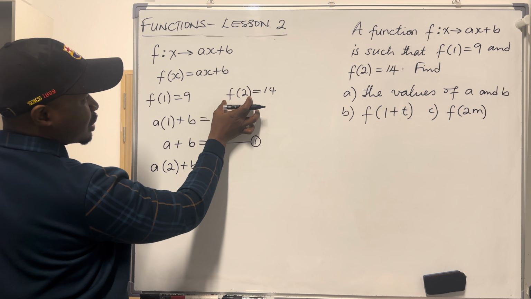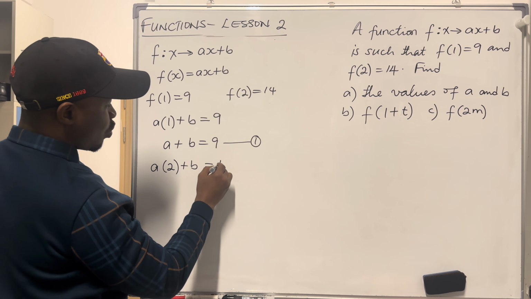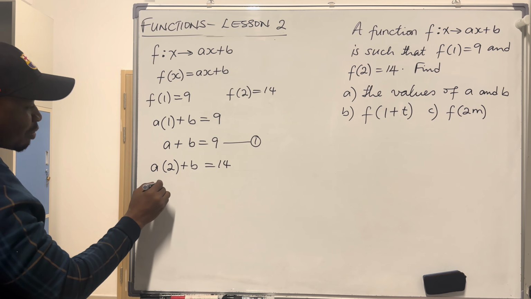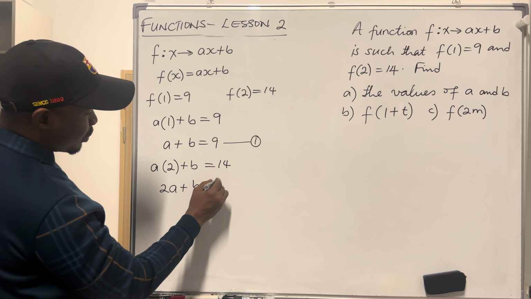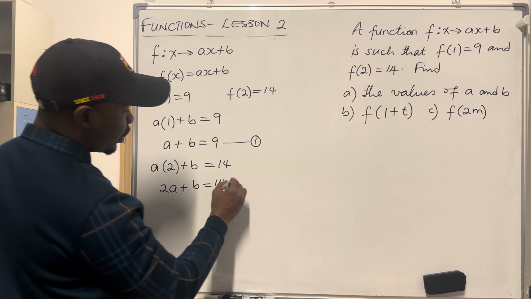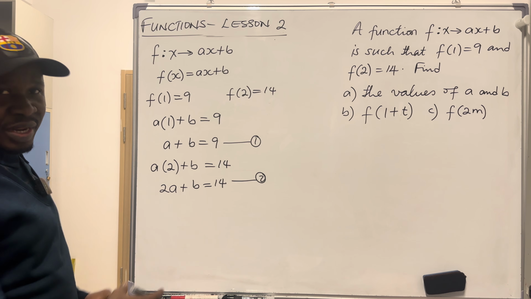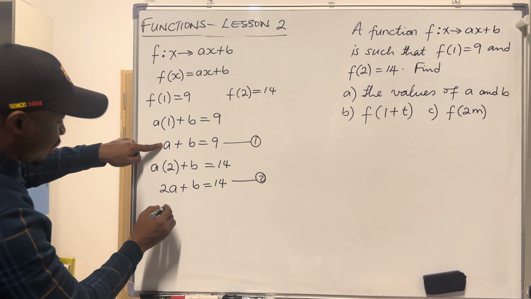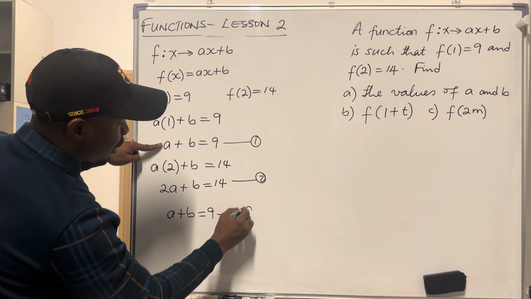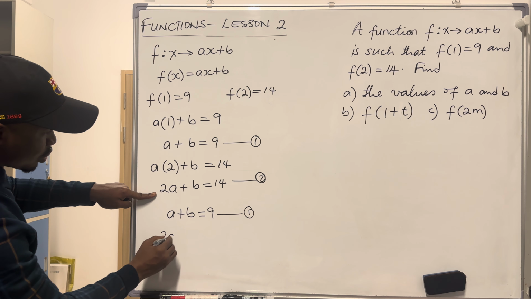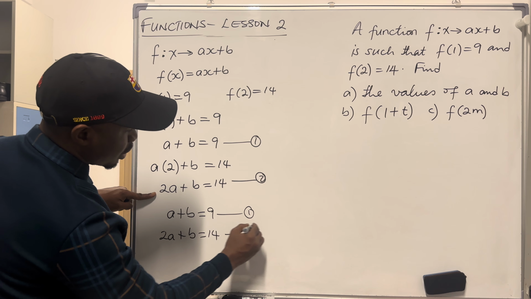So having satisfied f of 2, we say equal to 14. A times 2 is 2a. This is b is 14. So we label this as second equation. Let's bring the two equations together. So we say a plus b is 9. This is our first equation. 2a plus b is 14, our second equation.